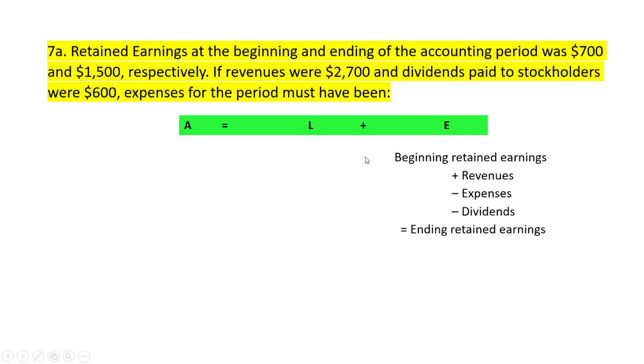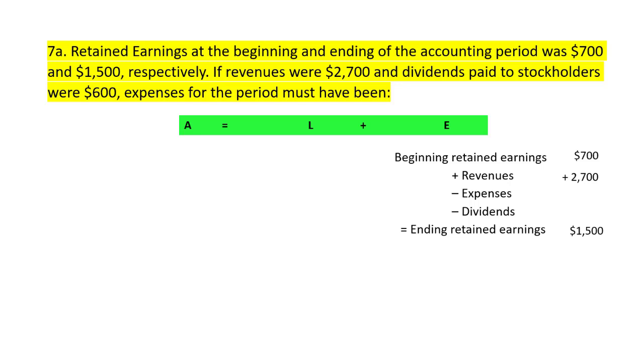So in this problem, we're going to use the accounting equation, and we're going to look at the equity section. And within the equity section, we're going to look at things that change retained earnings. So beginning retained earnings, $700 from up above. Next, we had ending retained earnings of $1,500. So you know that retained earnings went from $700 to $1,500. And here are some things that caused that.